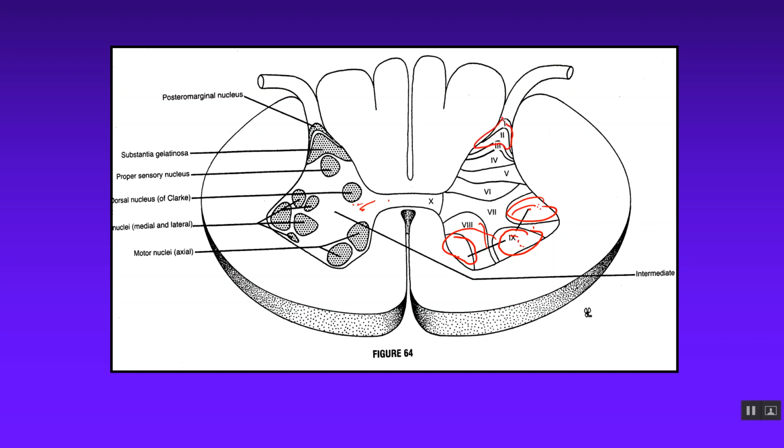Lamina 1 and 2 here, when you take those two together, is really your substantia gelatinosa. And then on this side, you have some of these distinct nuclear regions that may cross over multiple Rexed laminae and aren't defined within a specific Rexed lamina.